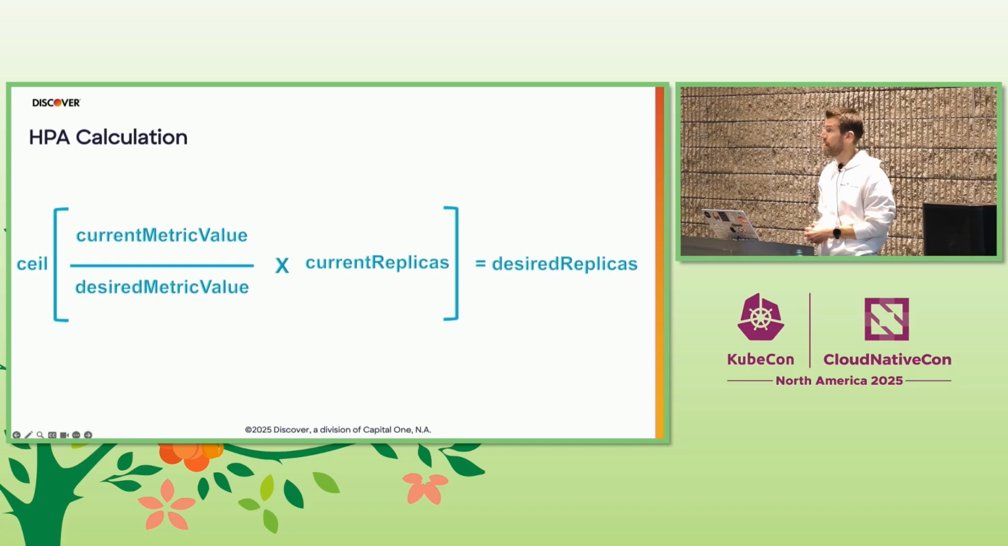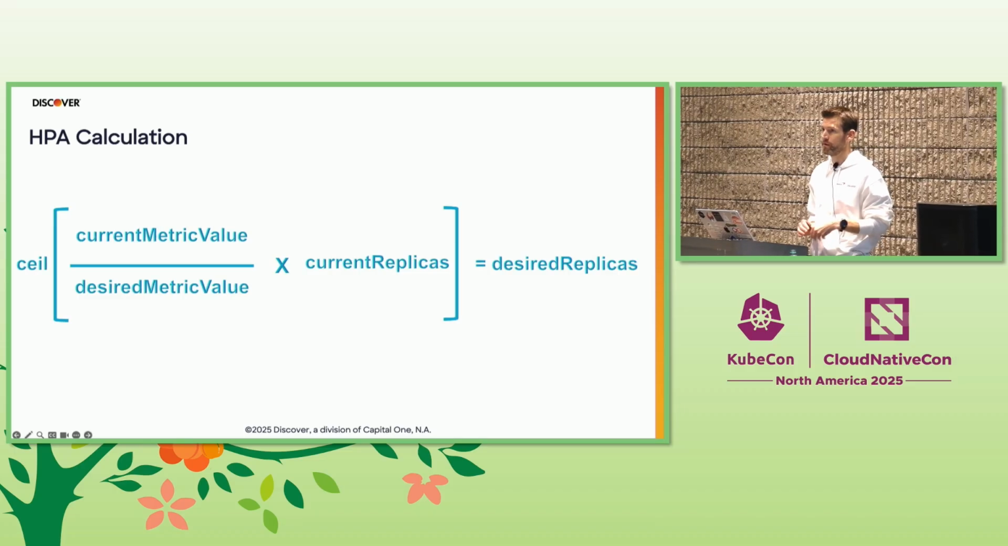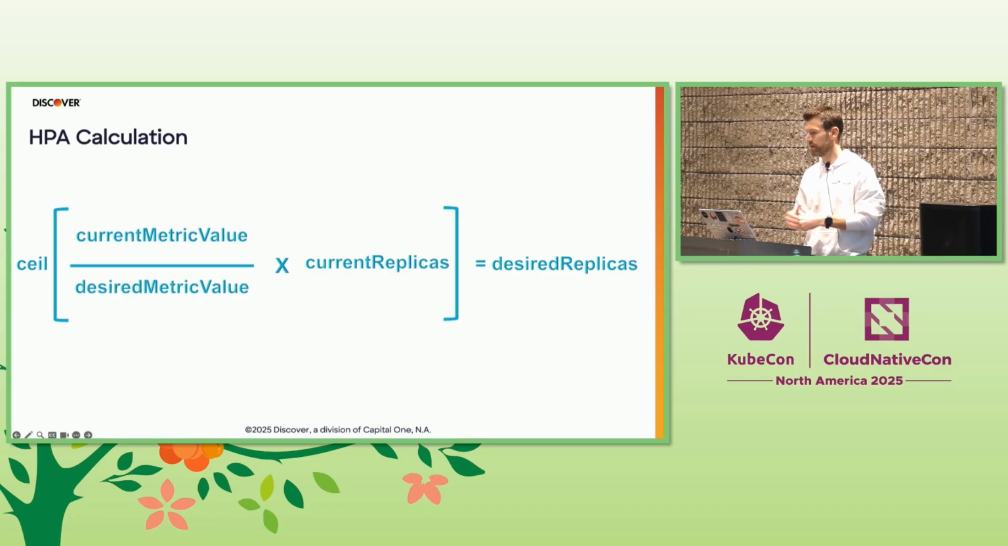Now, as far as the calculation goes, the way it calculates your replicas is it takes the current metric value, divides by your desired metric value, multiplies by the current number of replicas, rounds that up to the nearest whole number, and that gives you your desired replicas.